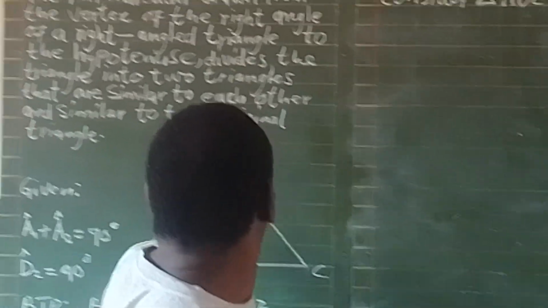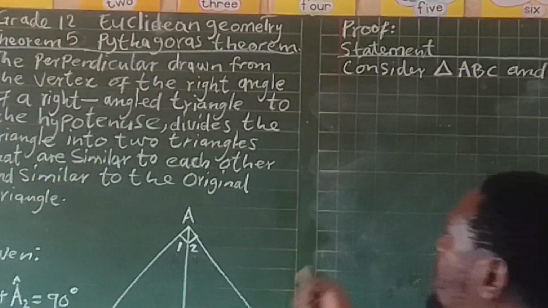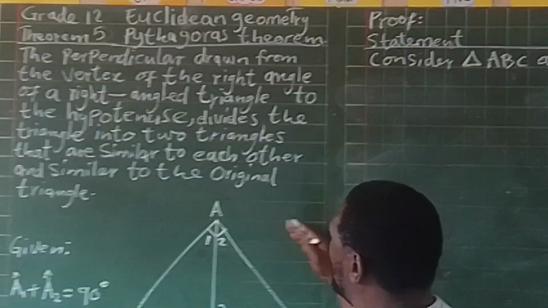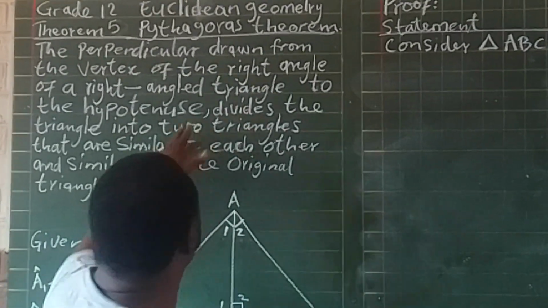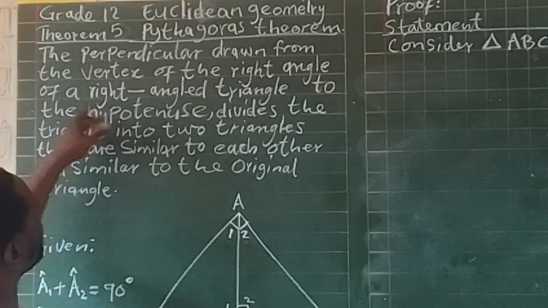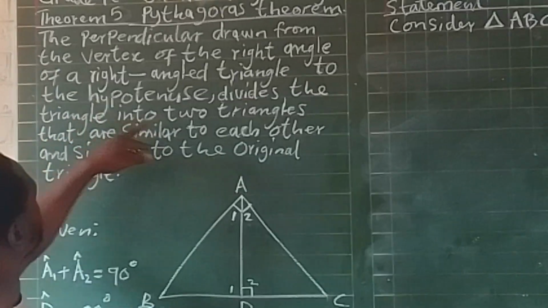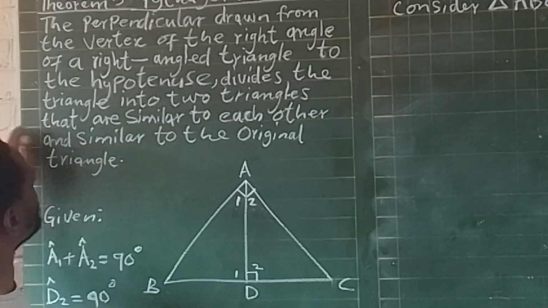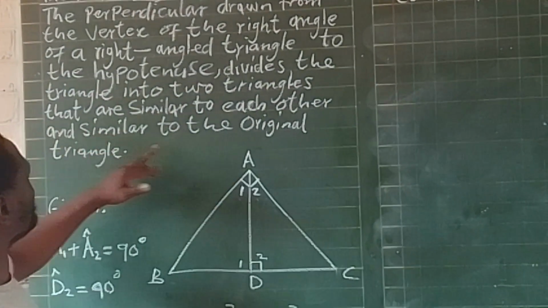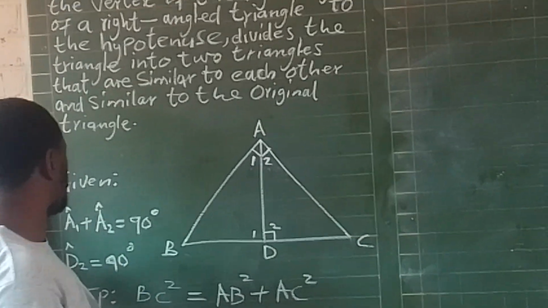We are going to do theorem number 5, which is called the Pythagorean Theorem. We are going to use the perpendicular bisector drawn from the vertex of a right angle triangle to the hypotenuse. It divides the triangle into two triangles that are similar to each other and similar to the original triangle.